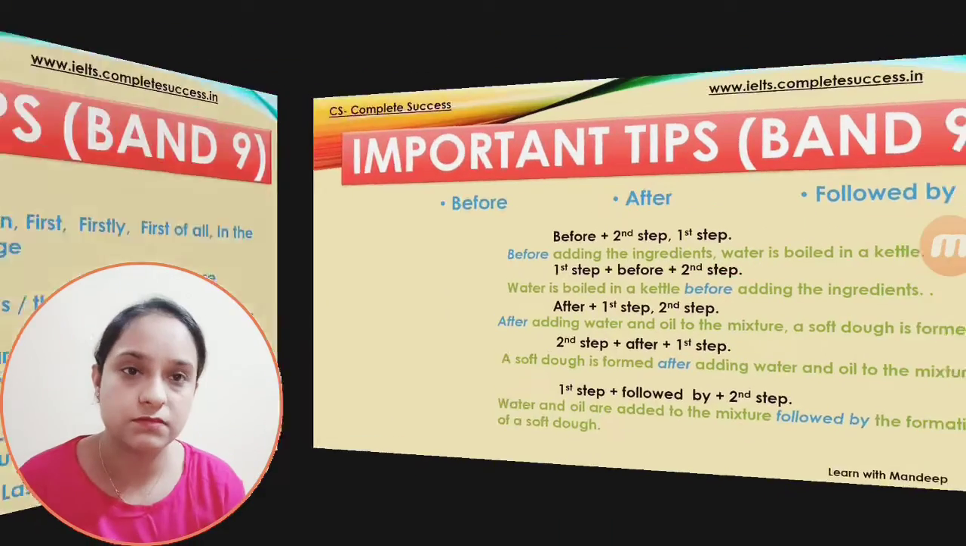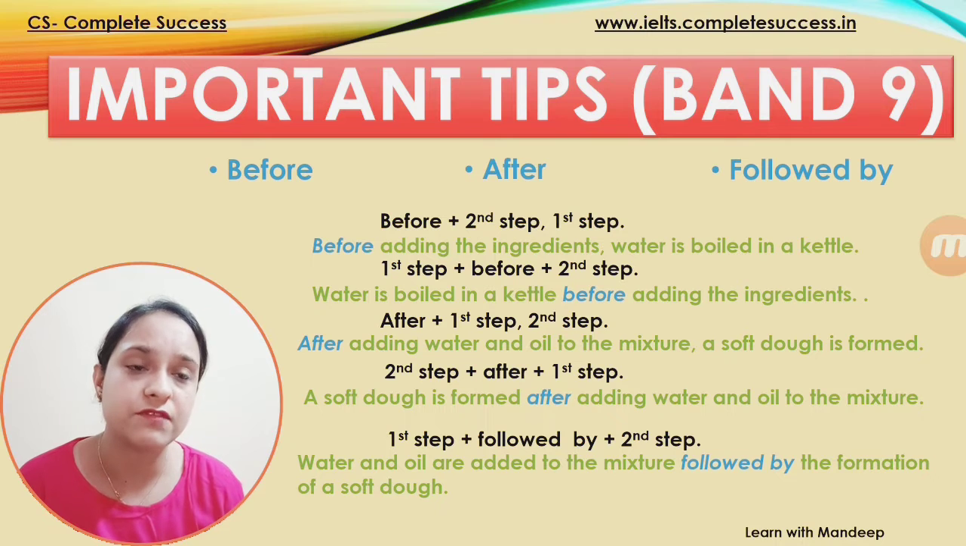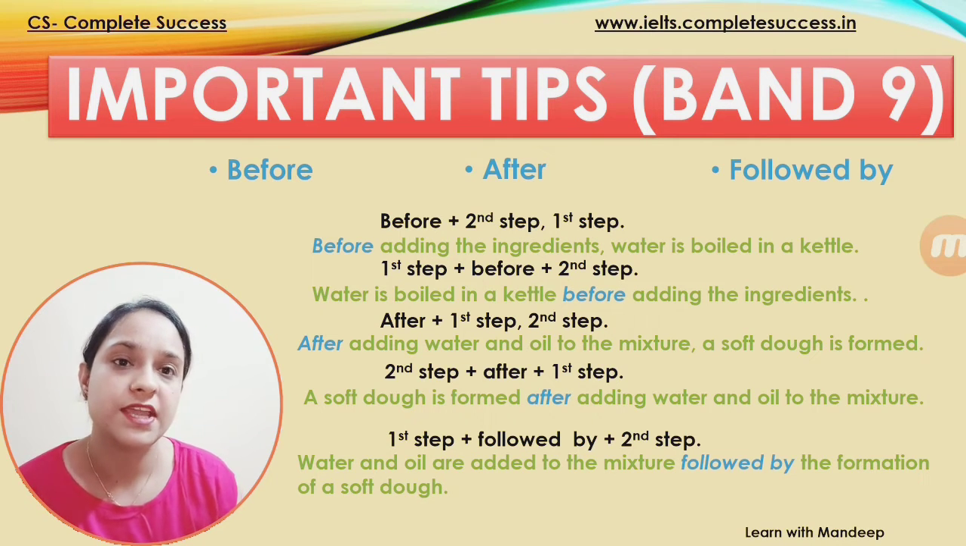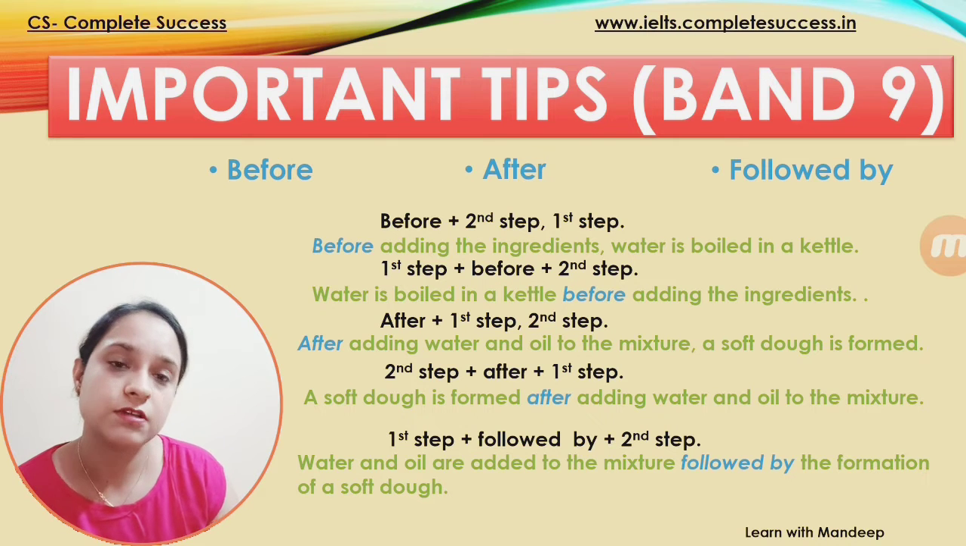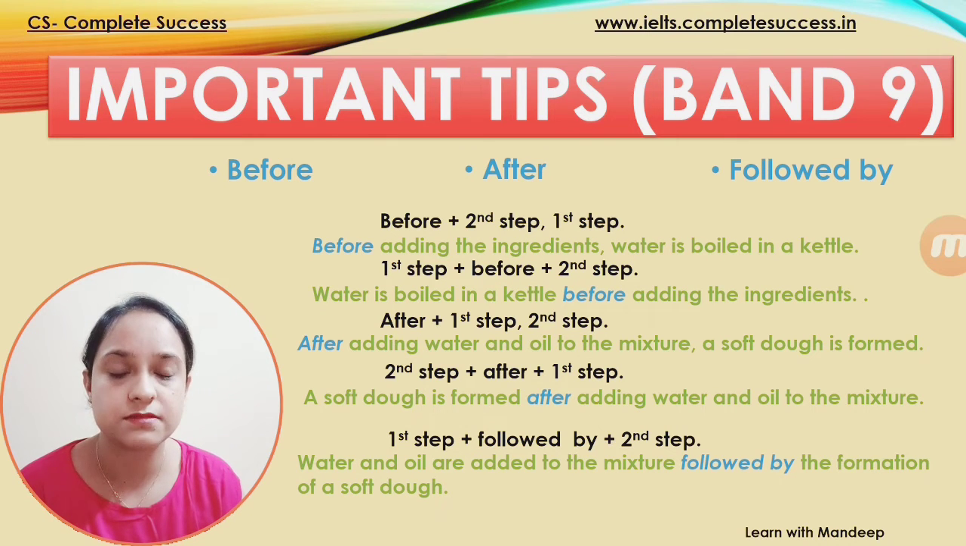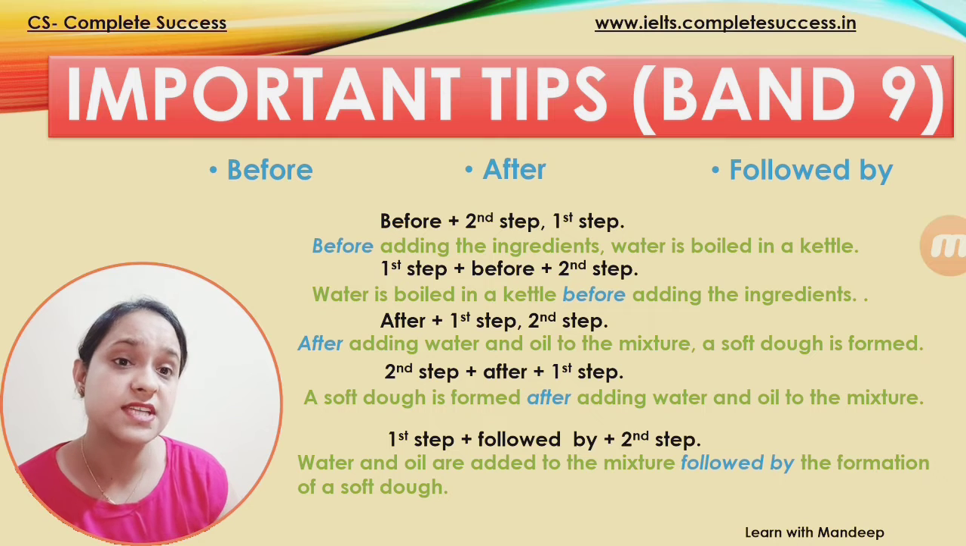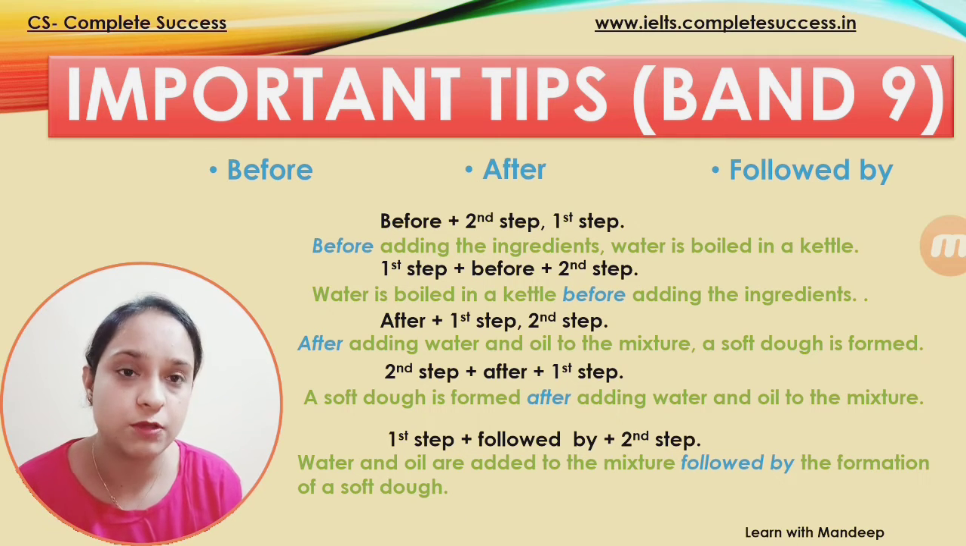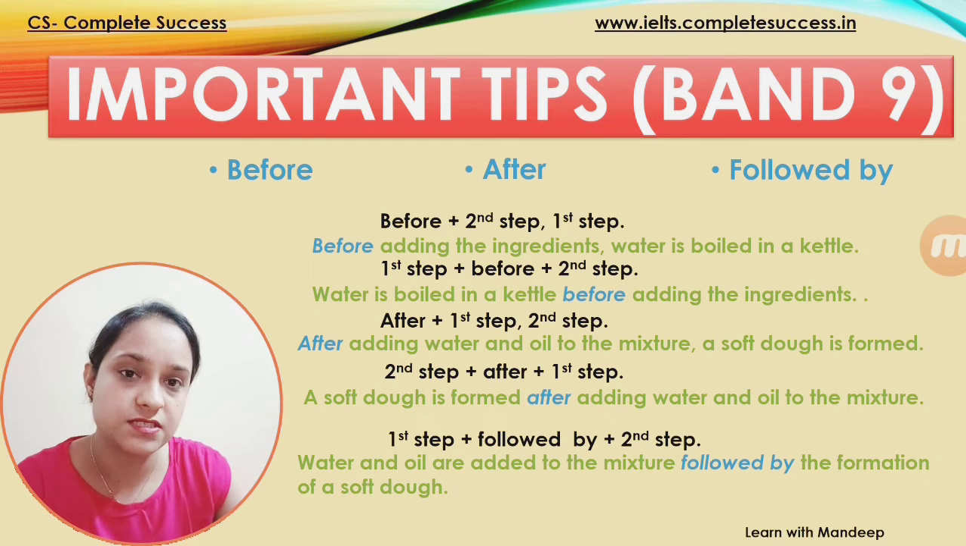So now I will tell you how to use before, after and followed by in a sentence. Firstly, you have to use before. It can be used at the start of the sentence or in the middle of the sentence. But when you use it at the start, you have to explain the second step before the first step, because you have to mention that before doing this, you have to do this.